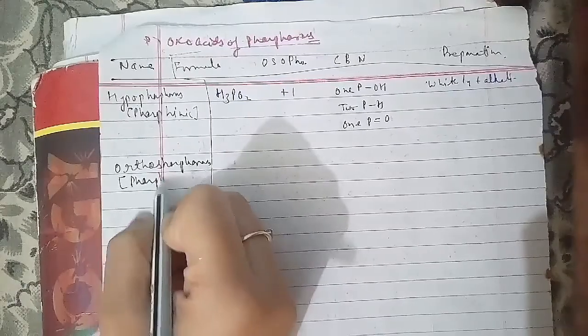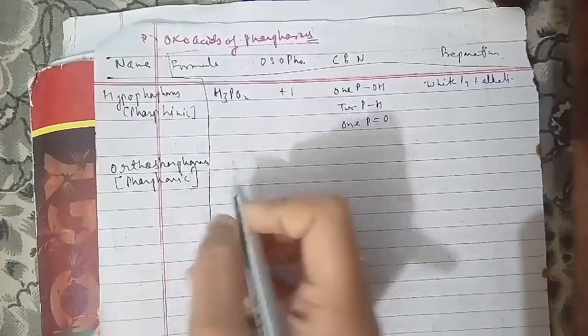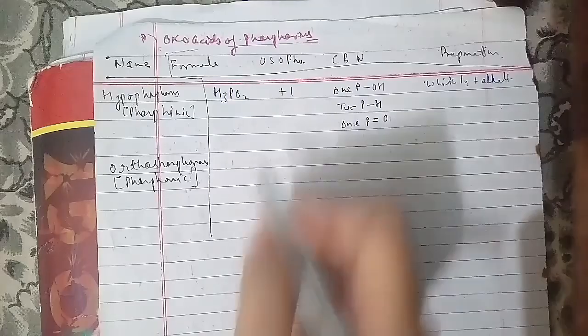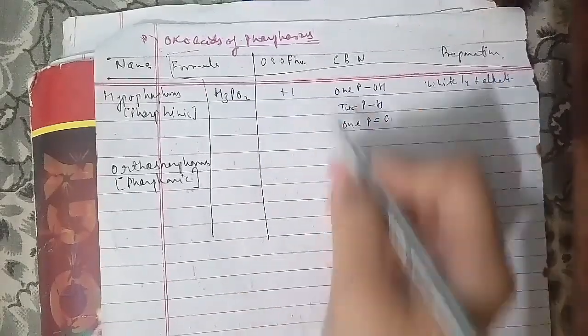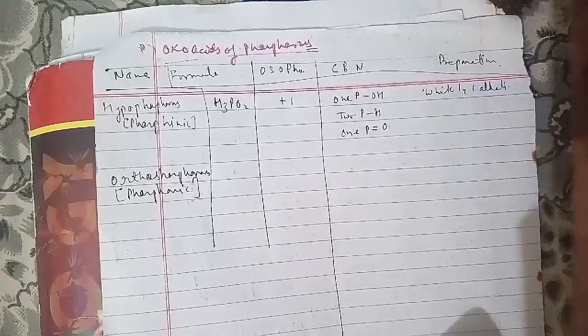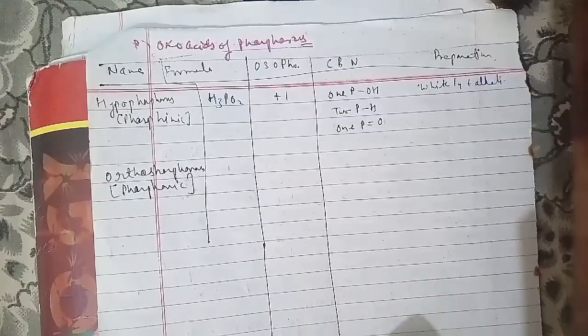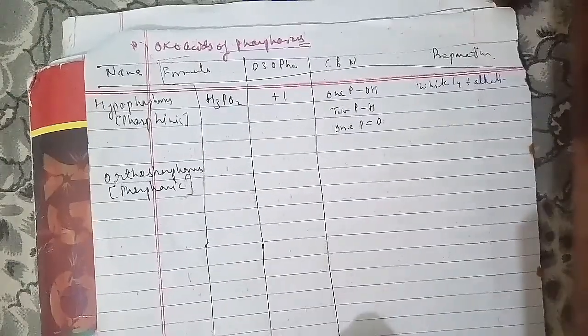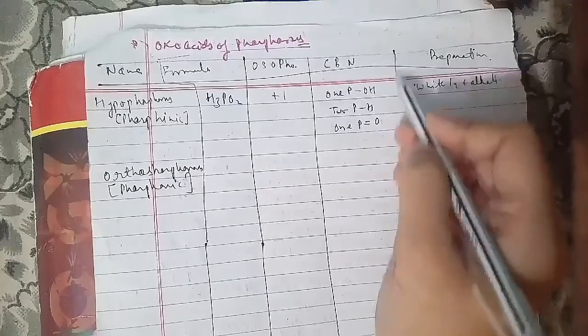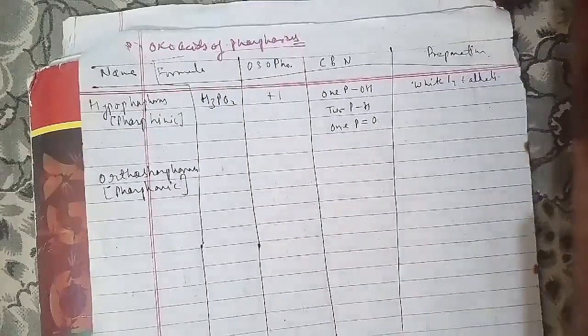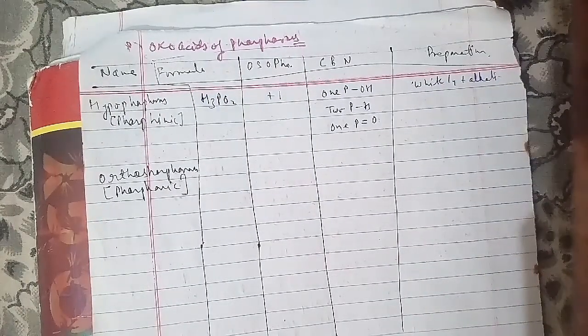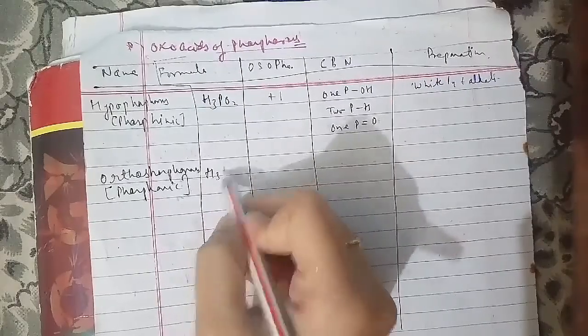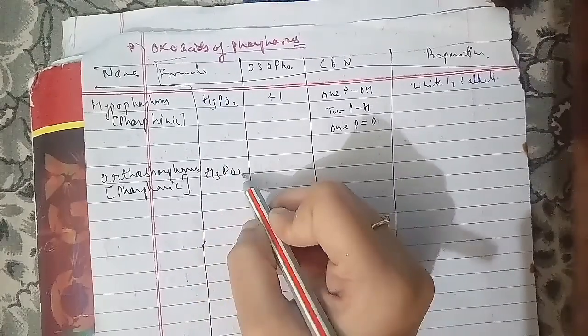Then the oxidation state of phosphorus is +3. For that, it is two P-OH, one P-H, and one P=O double bonded. And the preparation is P2O3 plus H2O.